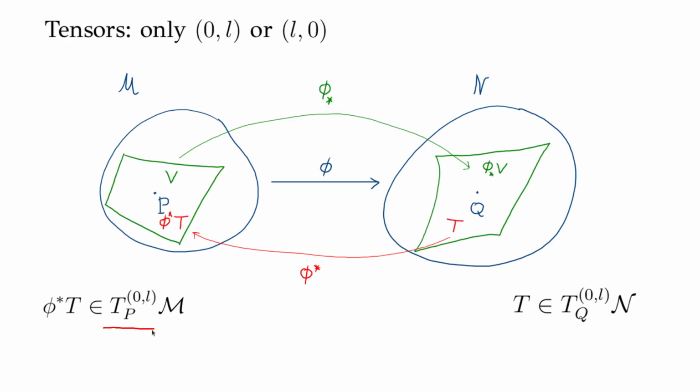So that's a generalization of the one form that we discussed before. So let's see what we have. We have the map phi. We have the push forward map that takes the vector v here to a vector phi star v at the point Q. And now we will define a map that takes a 0L tensor at the point Q to a tensor phi star t at the point P.